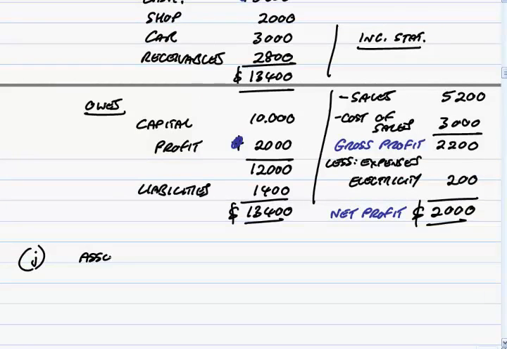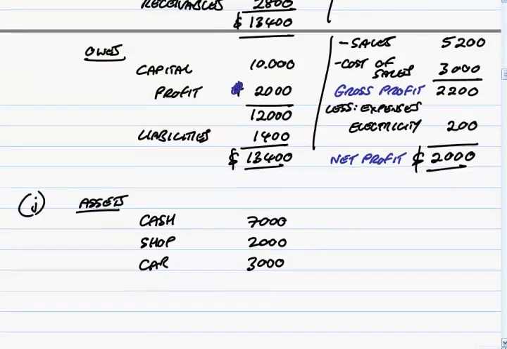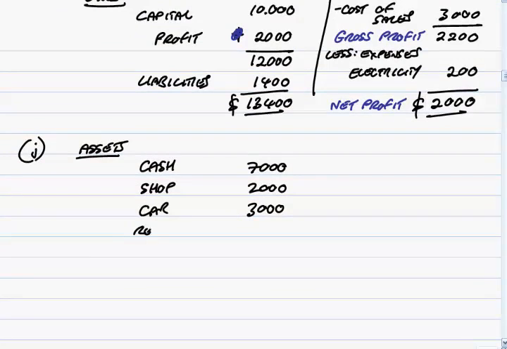So the assets: cash will go up by 1,400. It was 5,600, so it'll go up to 7,000. The shop's still there at 2,000. The car's still there at 3,000. But finally the receivables, of course, although they did owe us 2,800, if they've now paid half of it, they now only owe us 1,400.